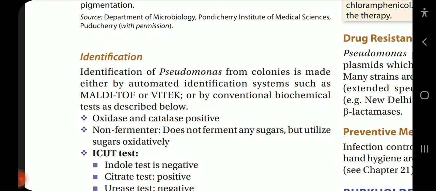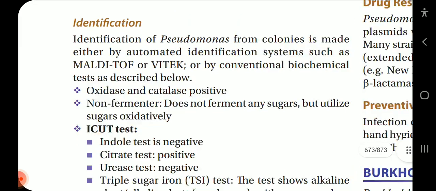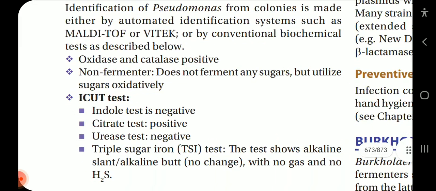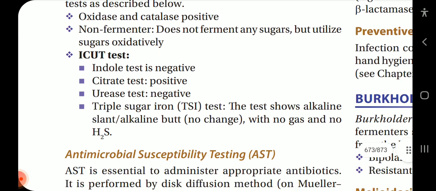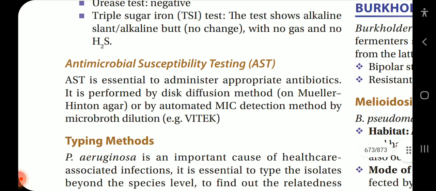Alright, now coming on to the identification. Identification of Pseudomonas from colonies is made either by automated identification systems such as Vitek, or by conventional biochemical tests as described below. Oxidase and catalase positive. Non-fermenters do not ferment any sugar but utilize sugars oxidatively. ICUT test: indole test negative, citrate test positive, urease test negative, and triple sugar iron test shows alkaline slant or alkaline butt with no change, no gas and no H2S.